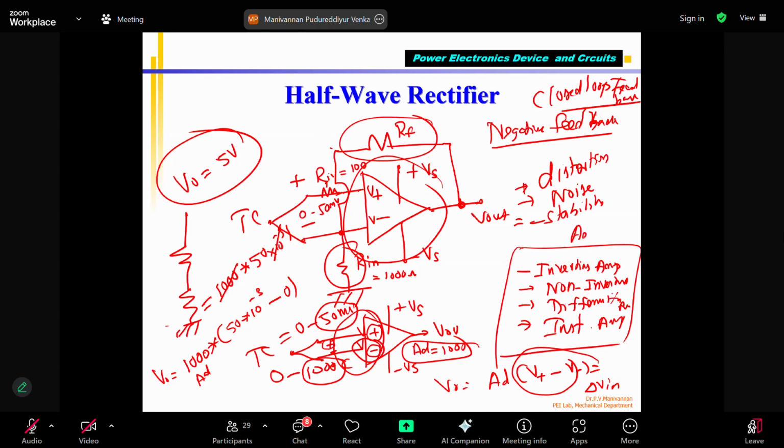What is AOL? What is AD or AOL? Open loop gain. Open loop gain is a temperature dependent parameter. What should be the value of AOL or AD in a theoretical amplifier? It should be infinity, sir. Practically, how much is generally available? It will be in the range of 10 to the power 5, 10 to the power 8.